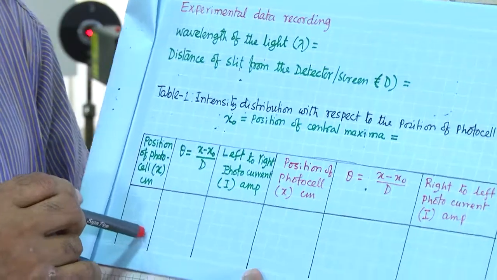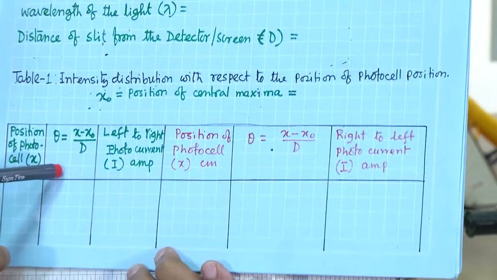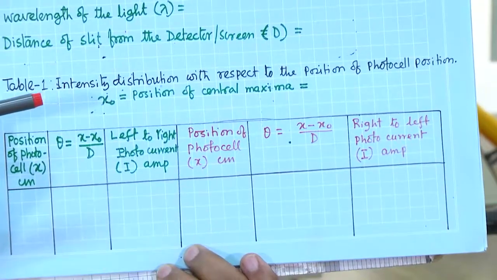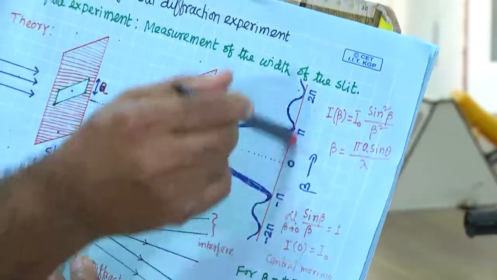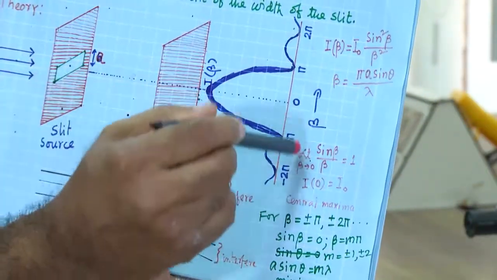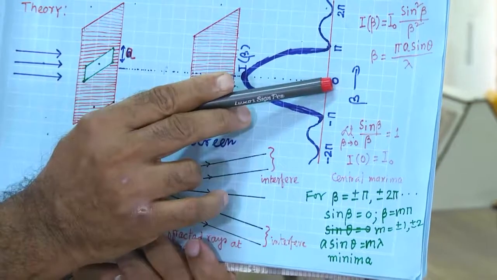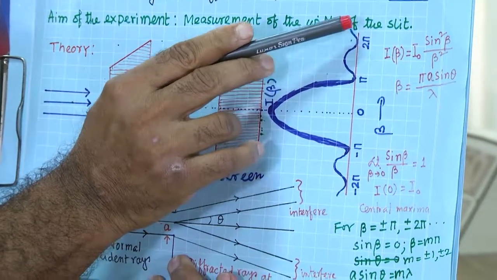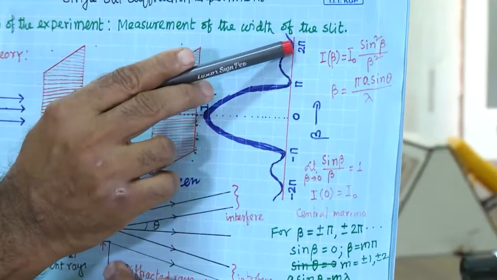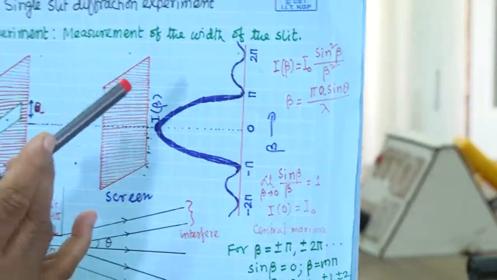Now, using the photo detector, photo cell, we will measure the intensity at different places. Different places means you have to move across the vertical direction, as the intensity varies across it. The photo cell will move, say from extreme left, then we will move from left to right, and for each position we will note down the intensity in terms of photo current or photo voltage.